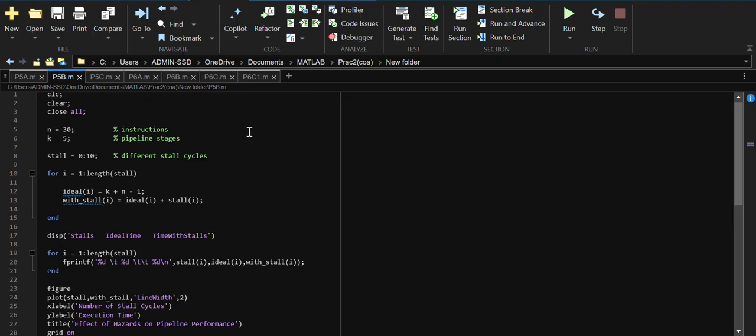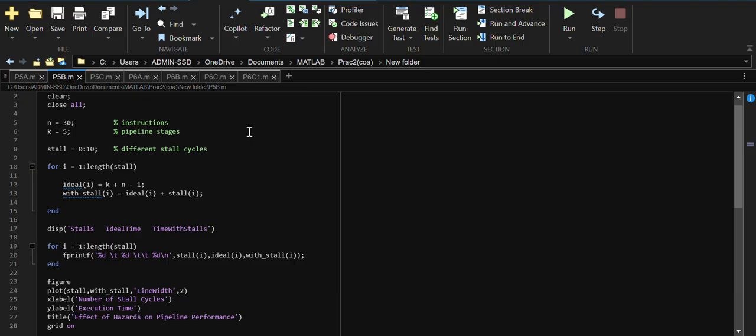The program first defines the number of instructions and the pipeline stages, then introduces a different number of stall cycles. It calculates the ideal execution time, assuming there is no hazard. After that, it calculates the actual execution time.